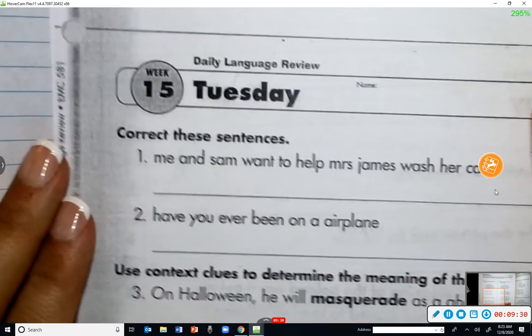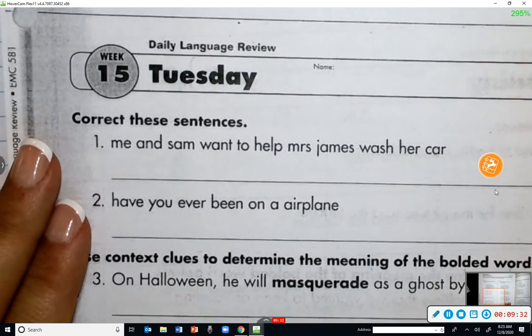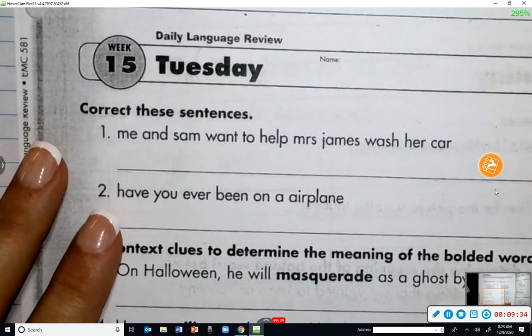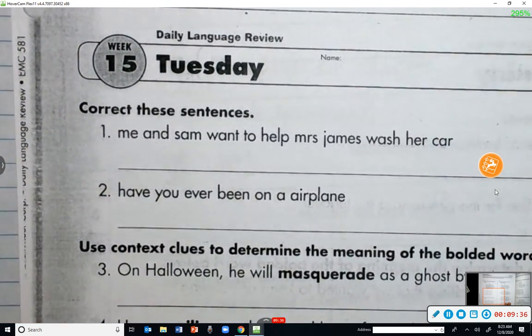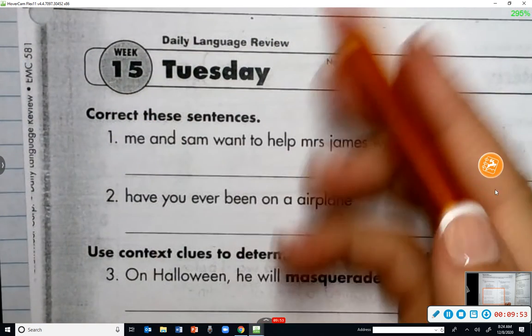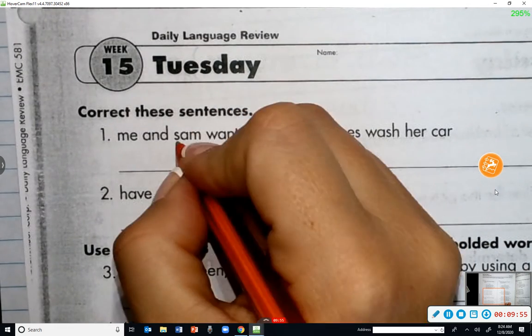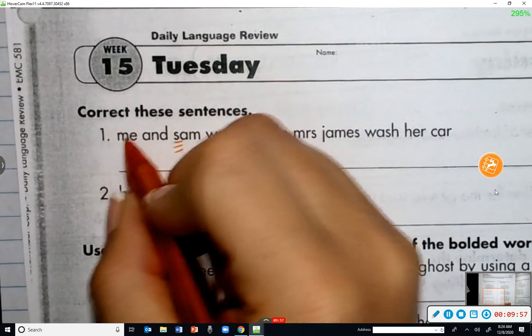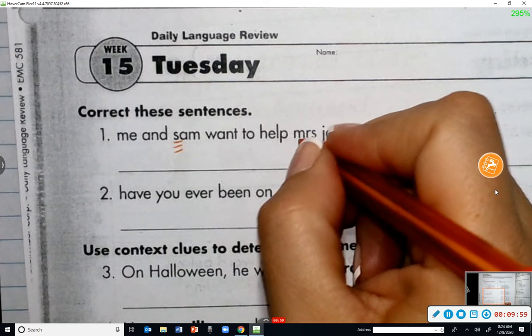Okay, for Tuesday. Me and Sam want to help Mrs. James wash her car. Me and Sam want to help Mrs. James wash her car. Kaylee? Me, Sam, and Miss James. It has to be capitalized. Okay, so we need to capitalize. But we're not gonna do me yet. Let's see who can figure out why.